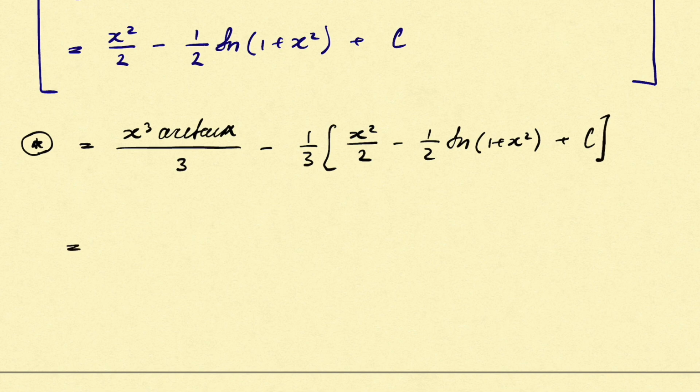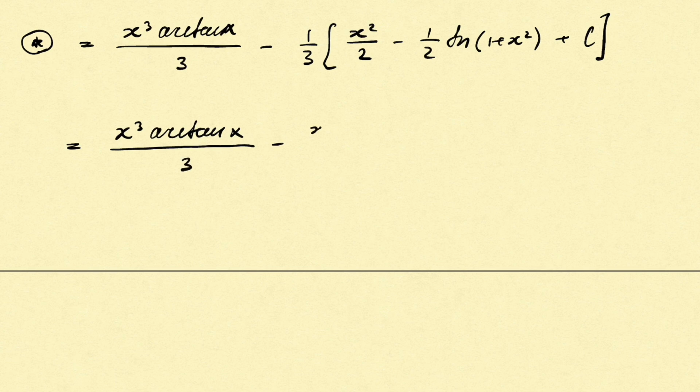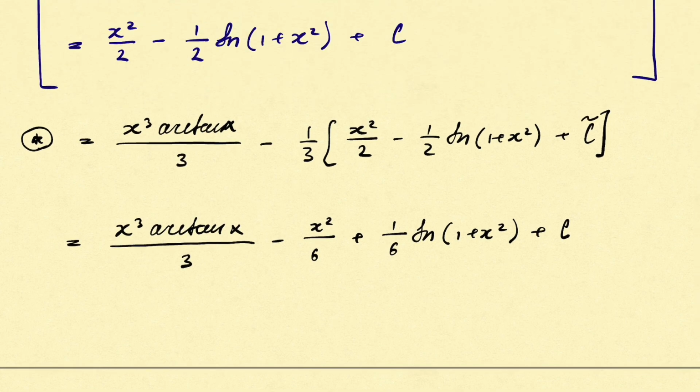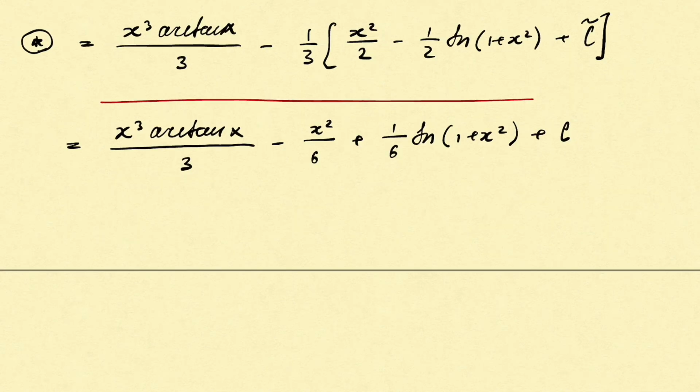Let's write the final answer, which is x cubed arctangent of x over 3 minus x squared over 6 plus 1 over 6 ln 1 plus x squared plus some constant c hat, so that in the end we get just some other constant c. Okay, this is our final answer.